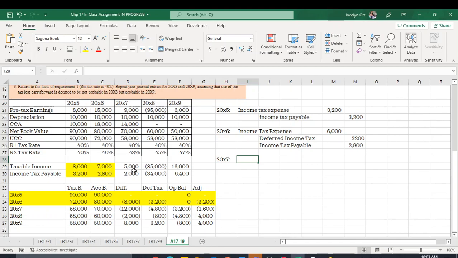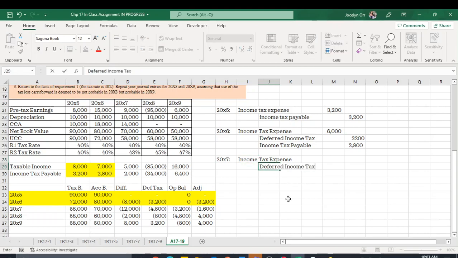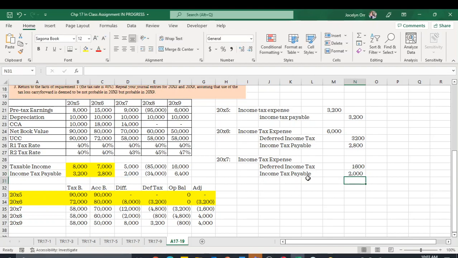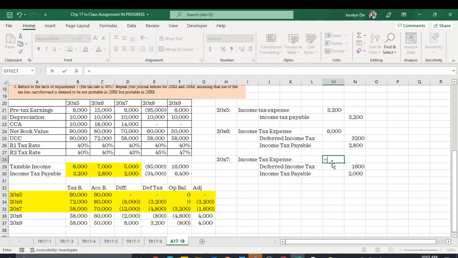In 20X7, I'm still operating at a profit. I know that I have an adjustment, so my entry is going to look very similar to 20X6. My income tax expense, my deferred income tax adjustment for $1,600, my income tax payable for $2,000, and my income tax expense of $3,600.